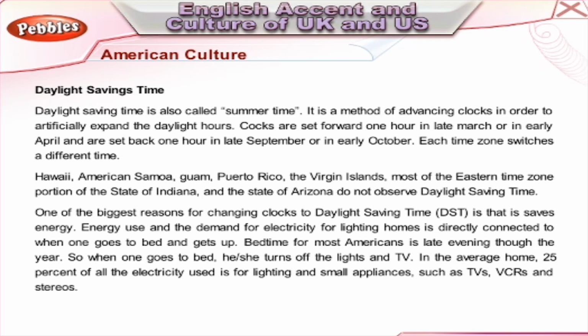Energy use and the demand for electricity for lighting homes is directly connected to when one goes to bed and gets up. Bedtime for most Americans is late evening through the year. So when one goes to bed, he or she turns off the lights and TV. In the average home, 25% of all the electricity used is for lighting and small appliances, such as TVs, VCRs, and stereos.